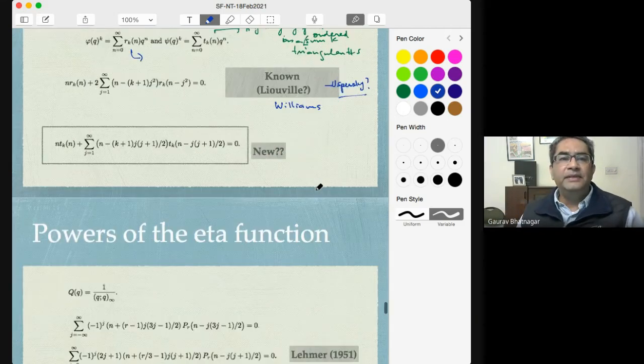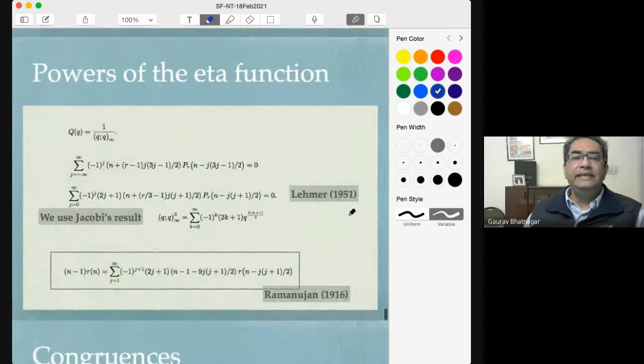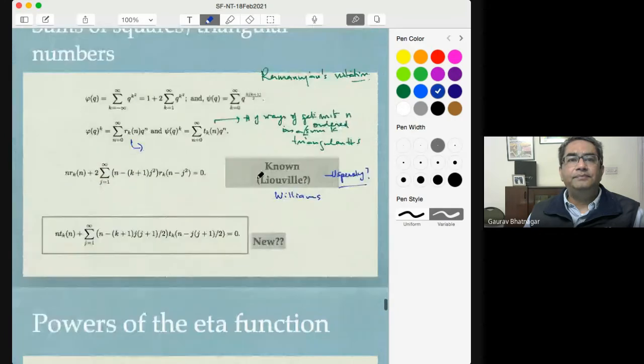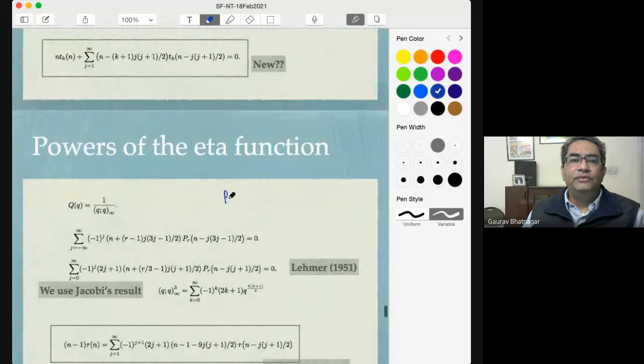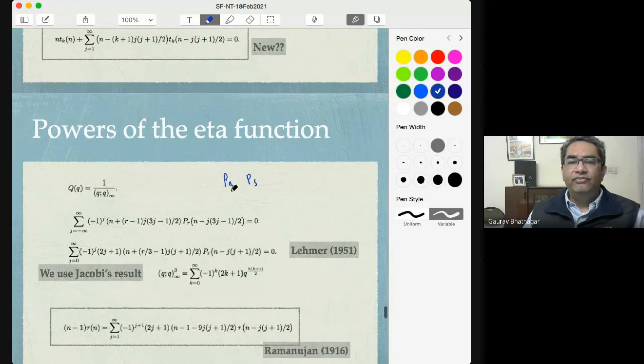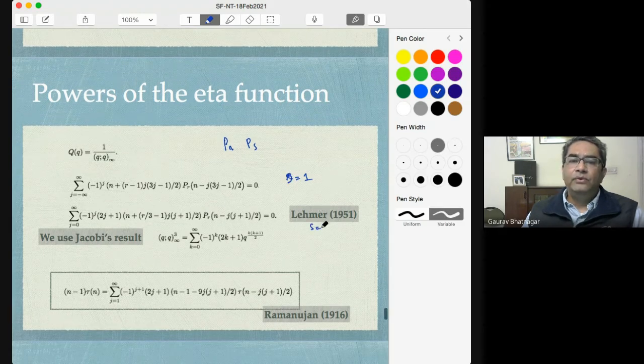Okay, so applying this to powers of the theta function, again we found some results. So we had a PR and a PS. If one of these is known very, very well, then we can get some nice recurrence relation. So in this case we have R equal to 1, or S equal to 1 rather, and in this case we had S equal to -1.